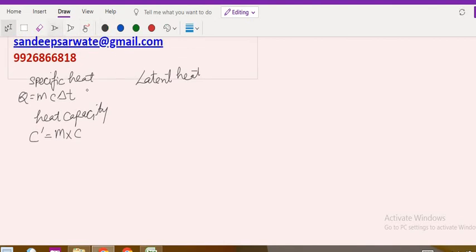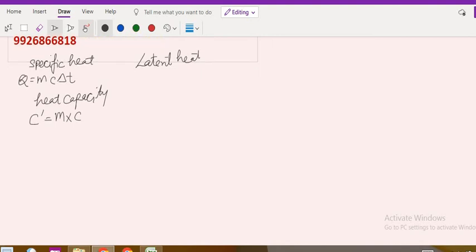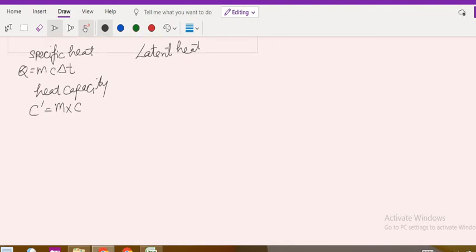Now what we have to see is the latent heat. As I said earlier, latent heat is involved when there is a change in the state of the substance without any change in the temperature. We represent latent heat by L, and the formula involving it is Q equals M multiplied by L. M is again the mass of the substance, Q is the amount of heat given, and L is the latent heat. Latent heat may be of different kinds.